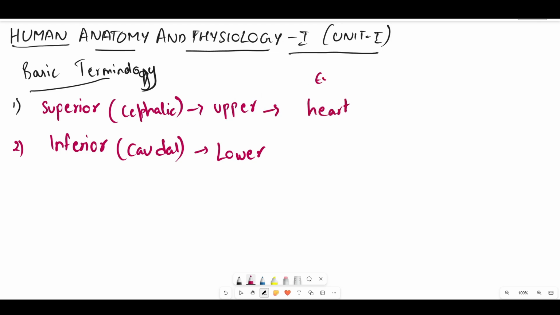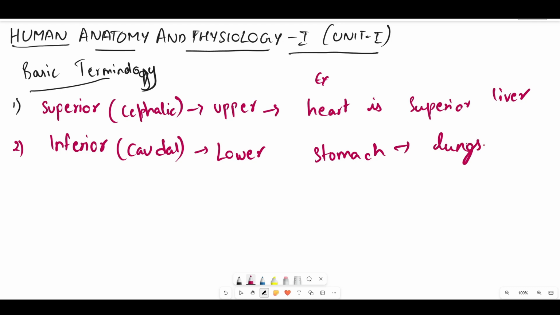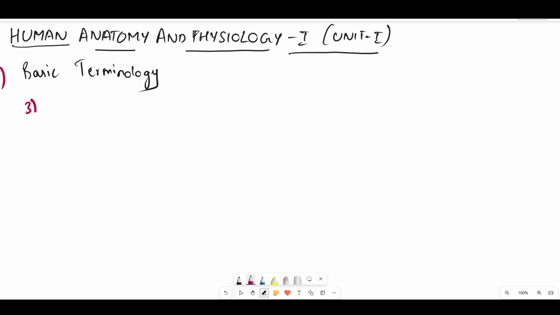For example, here heart is superior to liver. Stomach is inferior to lungs. These are first two. Now the third one is anterior. Fourth one is posterior.